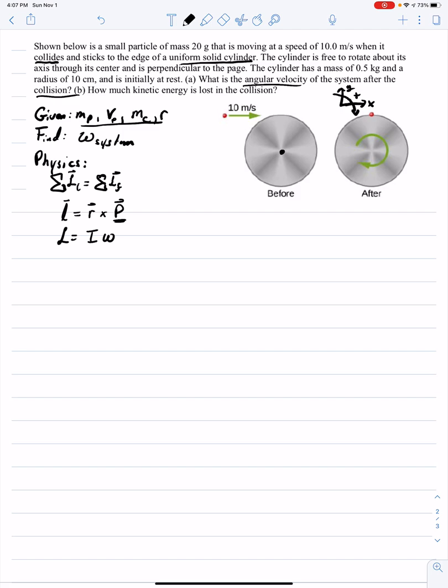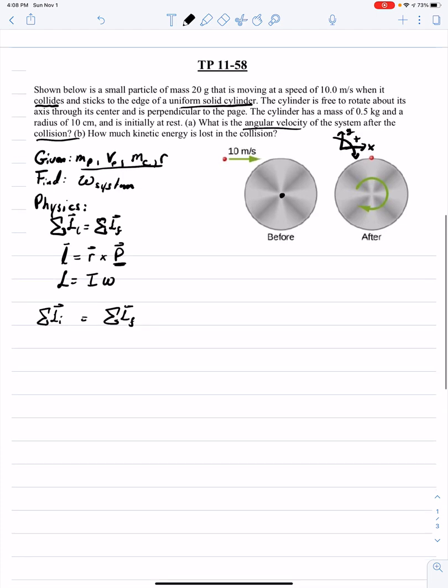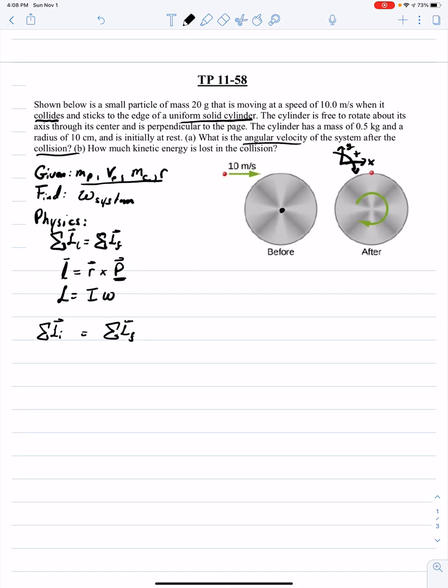Now, let's think about what happens before and what happens after. So let's write the equations out for initial and final. Initially, it's saying that the cylinder is at rest, so there is no angular momentum from the cylinder because the angular velocity is 0. Okay? But there is a particle that's about to hit the cylinder.